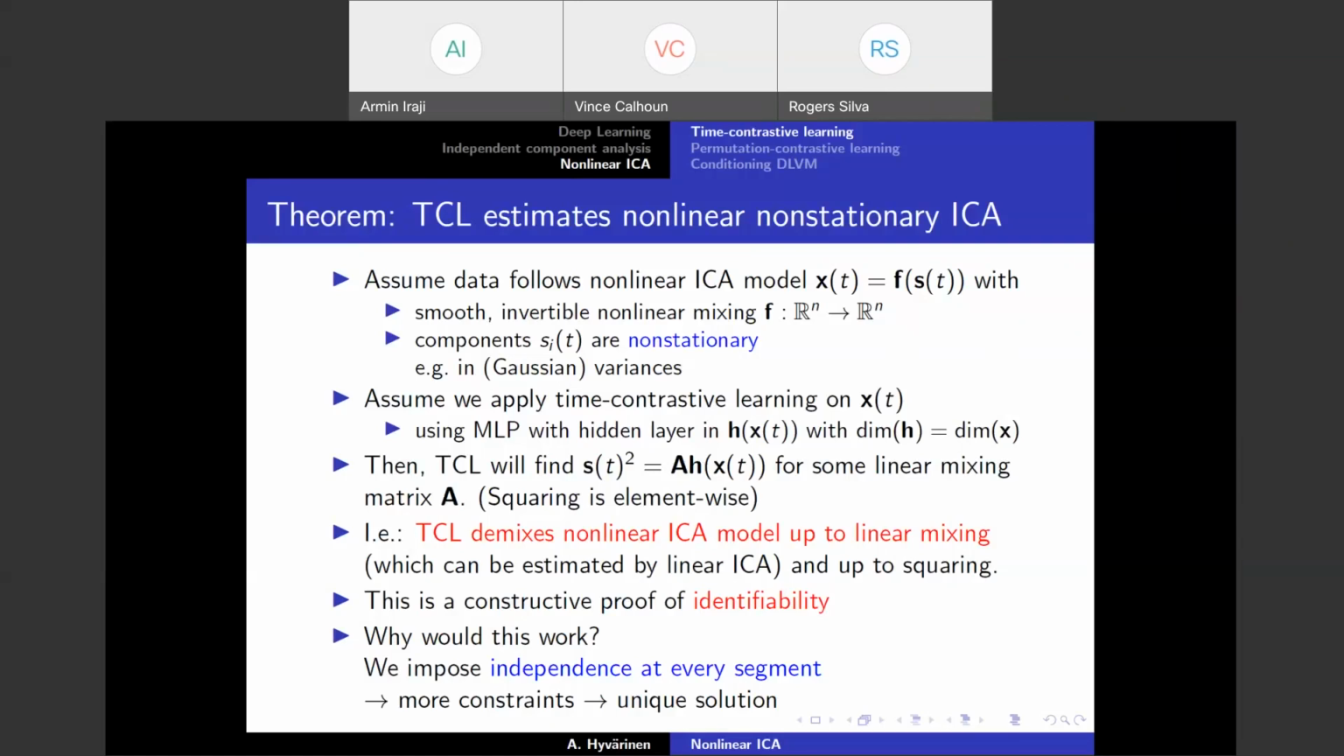Now, if you think about it intuitively, why would this work? Why does the non-stationarity make the model identifiable? Well, basically, the point is that in a non-stationary model, you have different distributions in each segment, ultimately at each time point. And now we can impose independence of the estimated components at every segment. So we get more constraints, and that is how we, in the end, get a unique solution.